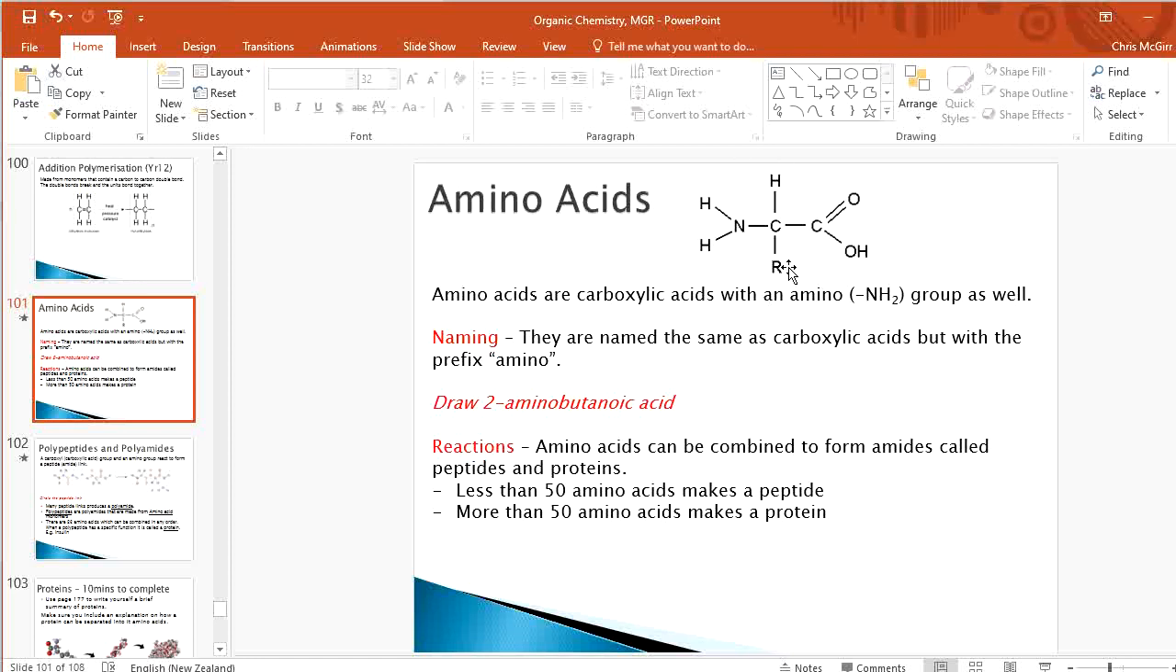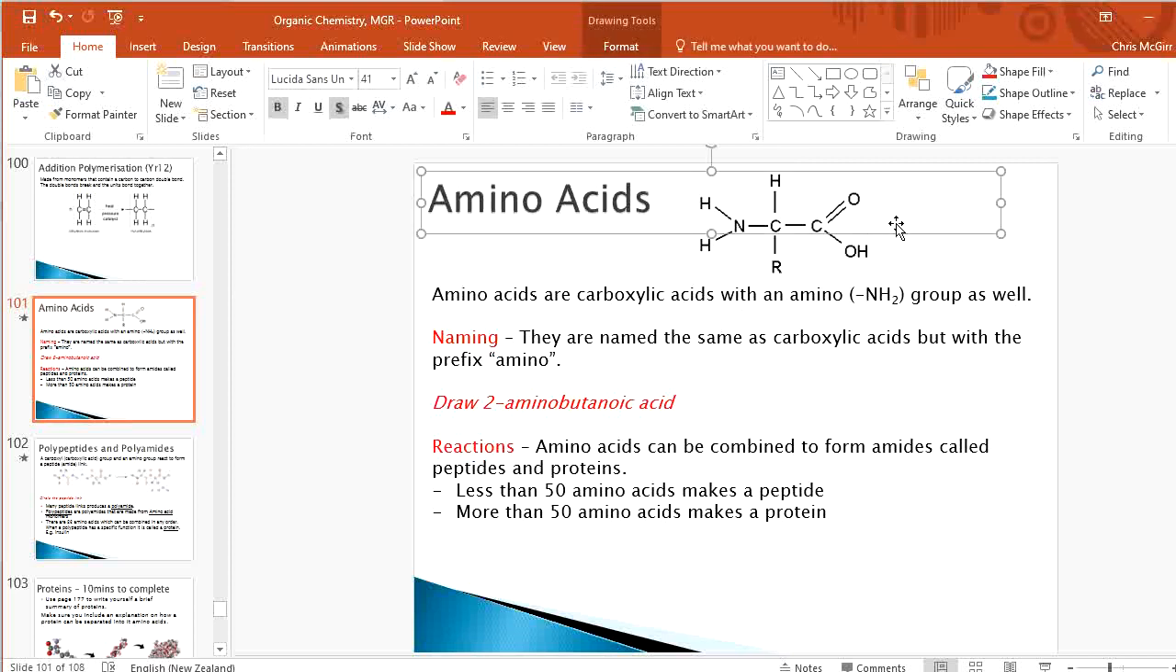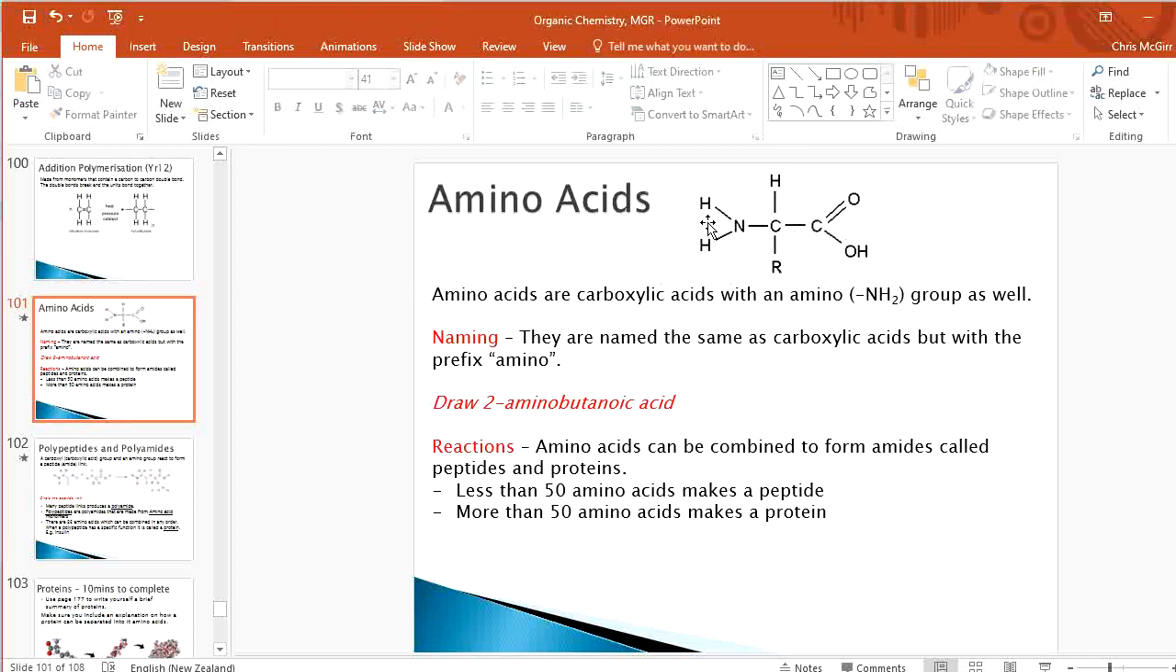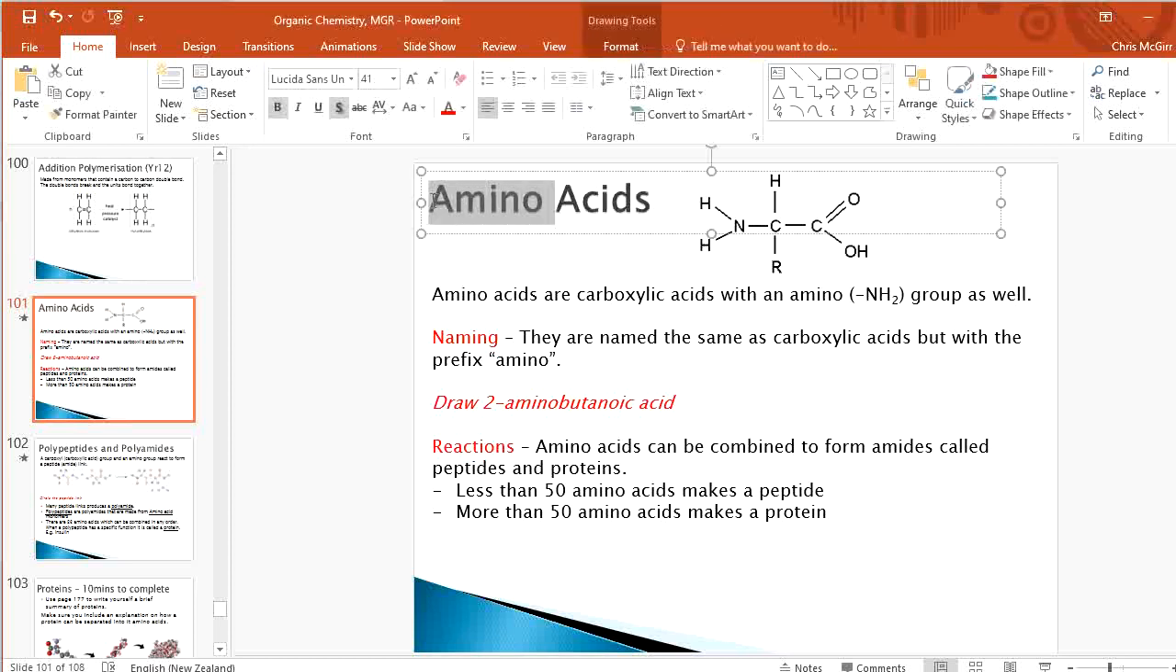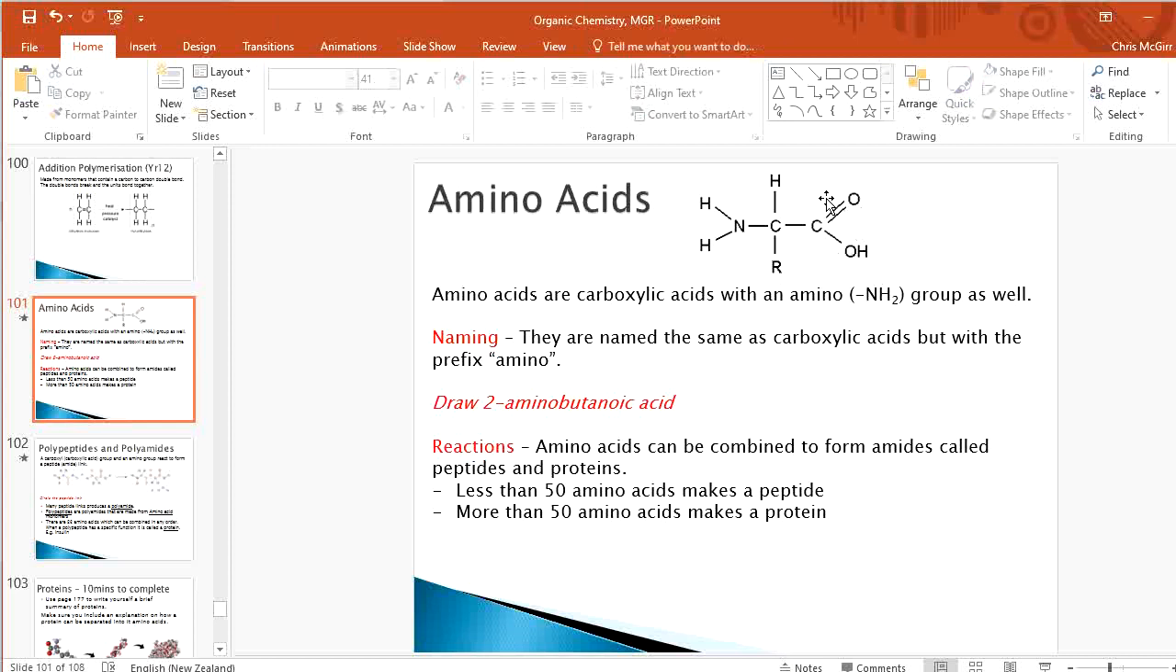This is the general structure. This R group is what is different. You might have one amino acid and another one, and they'll just have different R groups, different carbon groups here. So what are the important things with amino acids? The first thing is they have two functional groups, and the name tells you what they have. They have an amine functional group here, and in another part of the molecule, they have a carboxylic acid functional group.